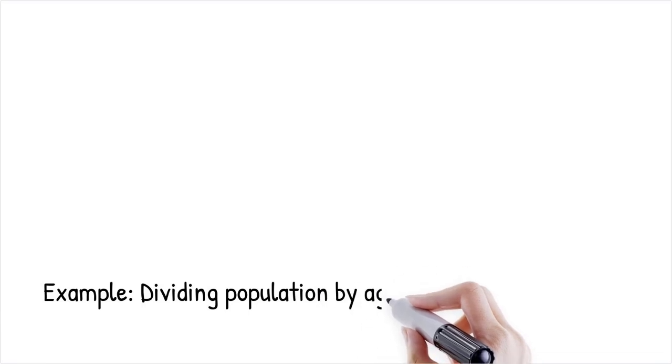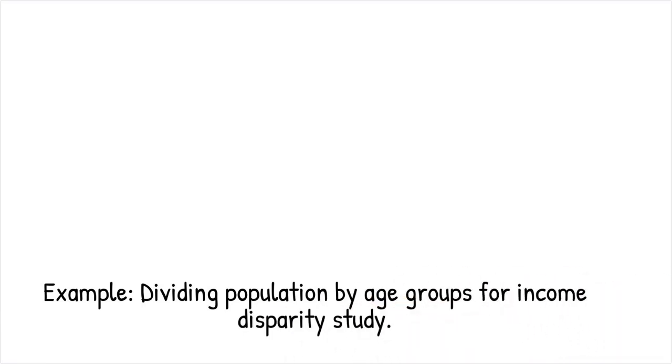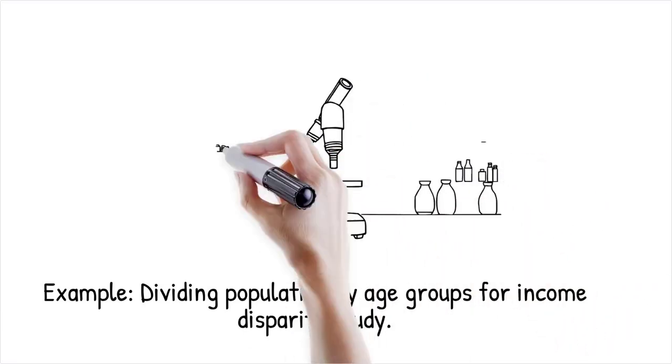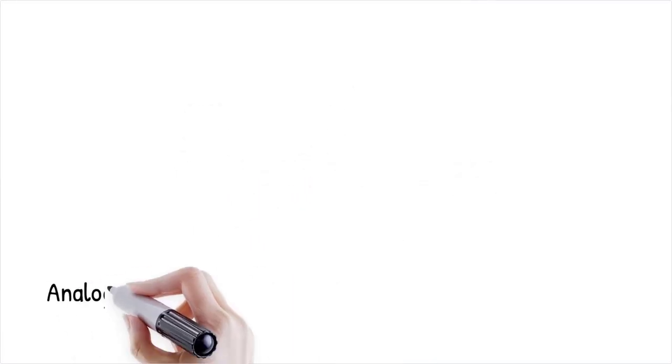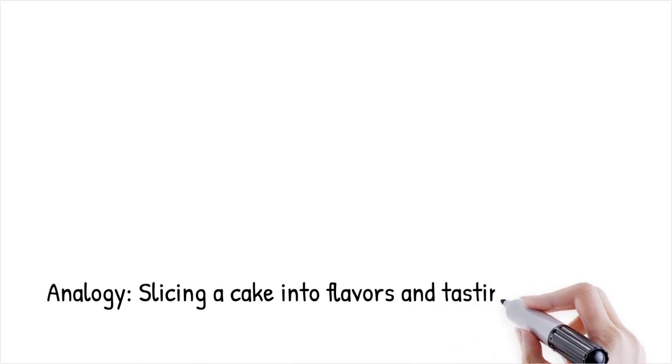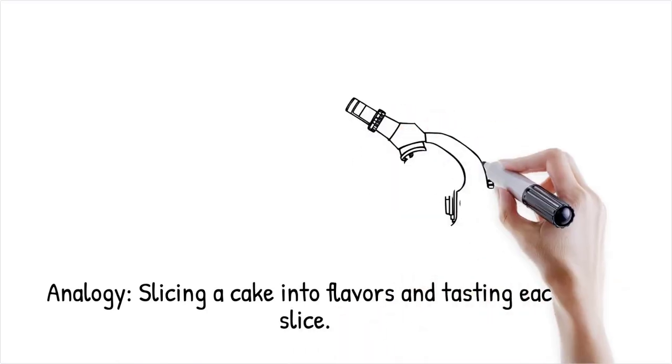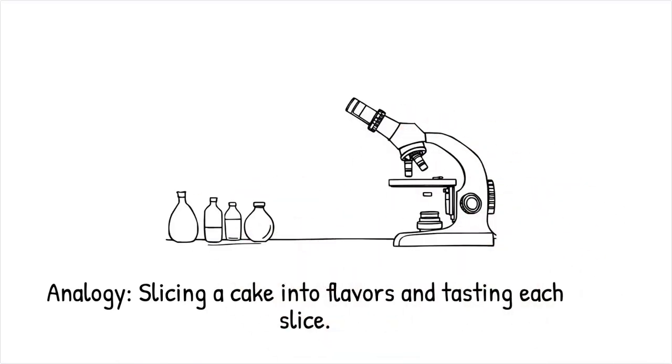Example, in a study examining income disparities, the population might be divided by age groups, with samples drawn randomly from each age group. Analogy, it is like slicing a cake into different flavors and then taking a piece from each slice to get a taste of every flavor.